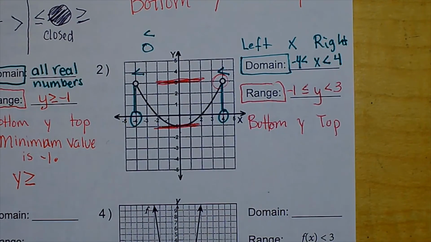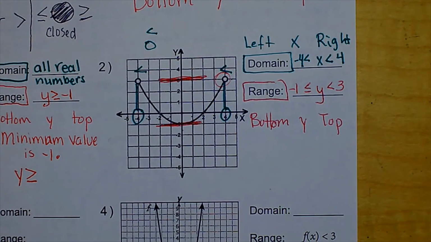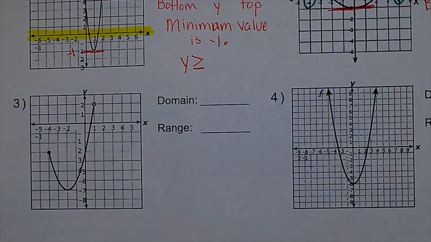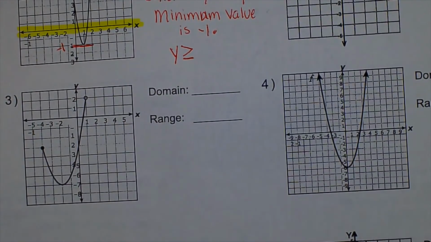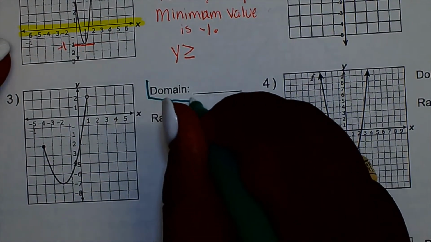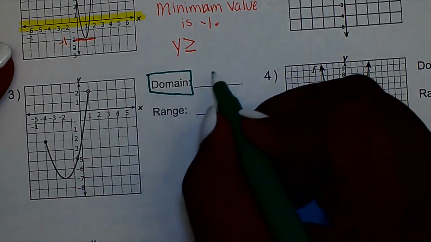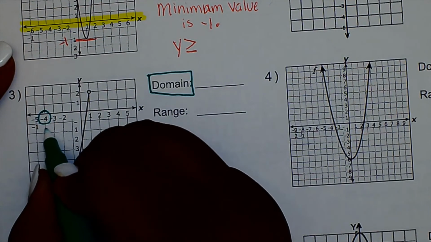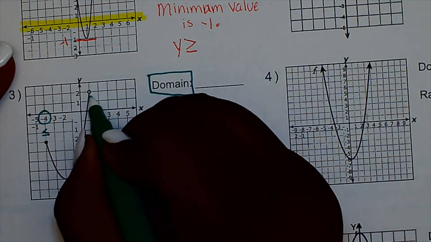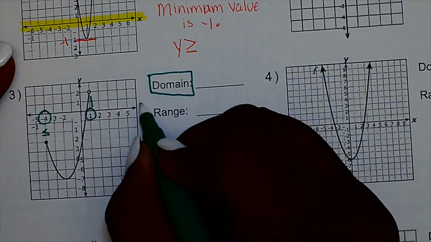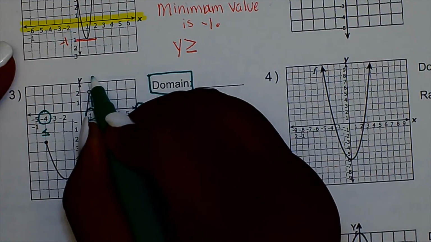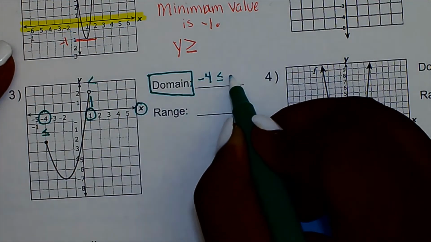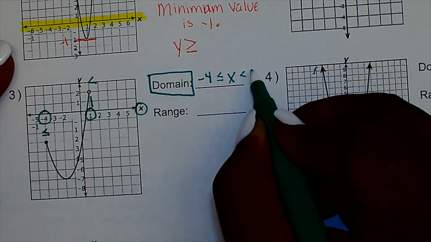All right? And we're going to do one more. Then we'll be done with our notes for today. And you're going to practice the rest of them. All right. We have our domain that goes from left to right. So the left value is -4. The right value is 1. Remember, we're on the x-axis. So we're going to write -4 less than or equal to x, less than or equal to 1.